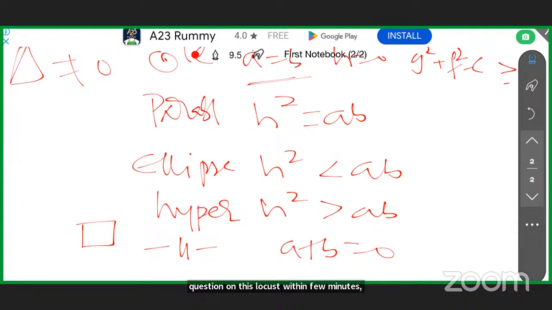Test condition: first, find delta. If delta is equal to 0, you have to see only two test conditions. If delta is not equal to 0, first see whether A is equal to B. If A is equal to B, it is a circle. If not, check H square is equal to AB. If not, check H square less than AB or greater than AB. Less than AB means ellipse, greater than AB means hyperbola. Then for hyperbola, check one more condition, whether A plus B is equal to 0 or not.